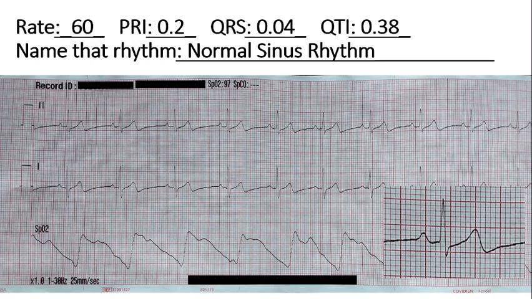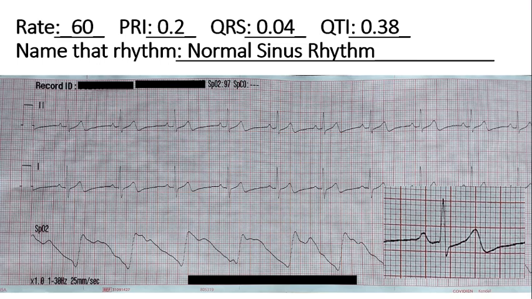So the answer is a rate of about 60, PRI of 0.2, which is normal, QRS duration of 0.04, which is normal, a QT interval of 0.38. And right now I'll tell you, the QT interval is fairly difficult to calculate. There's no real consistent way that people calculate it. The best I can say would be have the EKG machine do it for you. They'll give you a consistent number that can be used throughout your hospital or throughout your office.